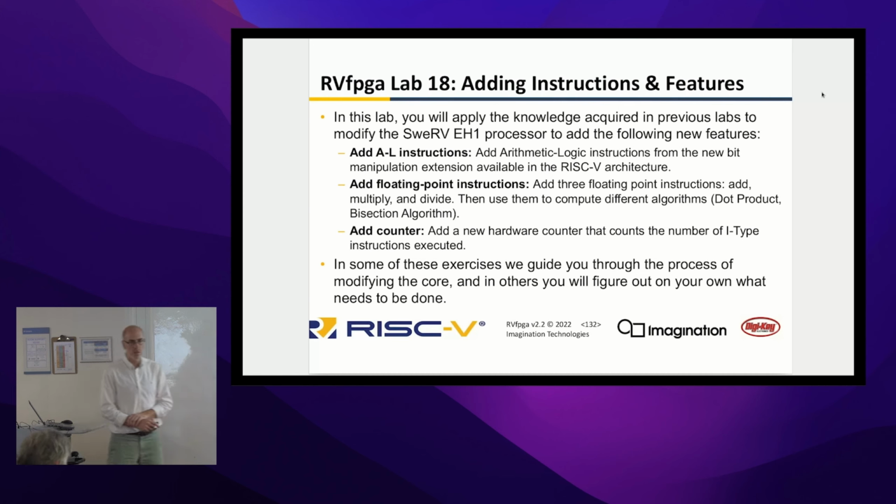This is something which is also not supported by SweRV-VH1, floating point instructions. So we ask them to add 3 floating point instructions: addition, multiplication, and division. And once they are working in the core, we ask them to use them to compute different algorithms. As an example, we ask for a dot product and a bisection algorithm, which use floating point calculations.